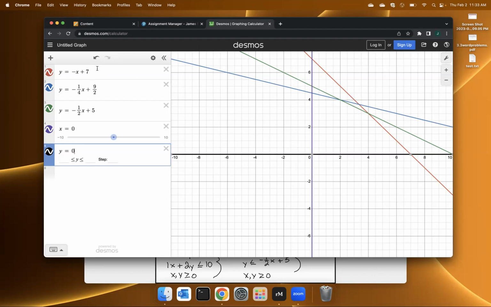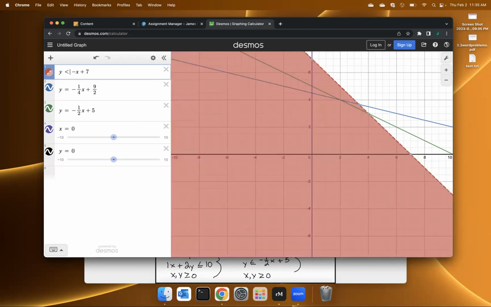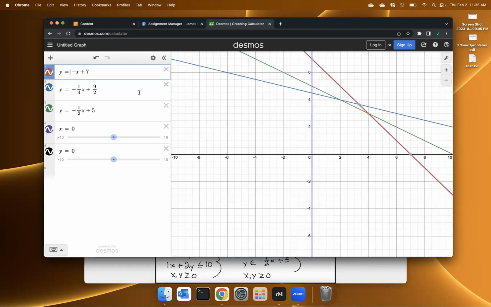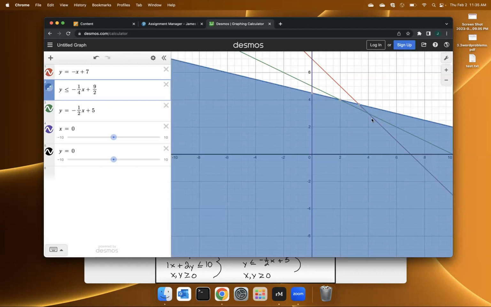Okay, so our top equation, that was y is less than or equal to negative x plus 7. So if I briefly make this a less than or equal to, you can see I need to be to the left of this red line. The second equation was a less than or equal to. So I also need to be to the left of the blue line, the left of the red one, left of the blue one.